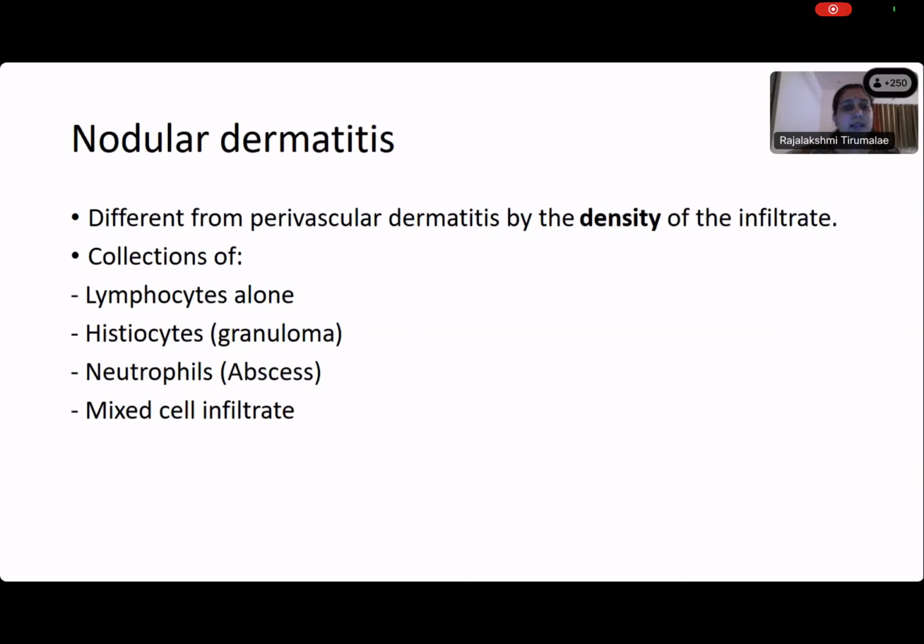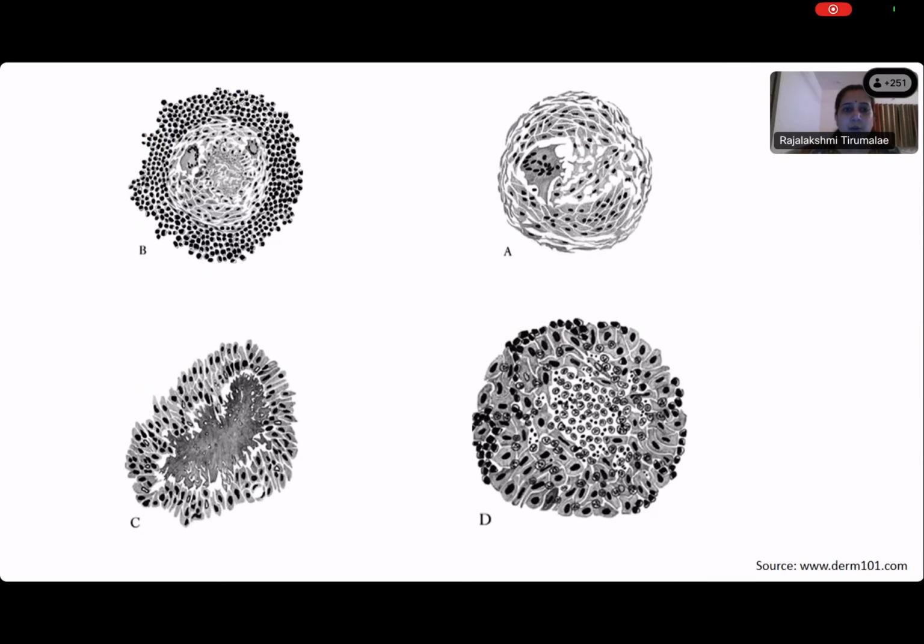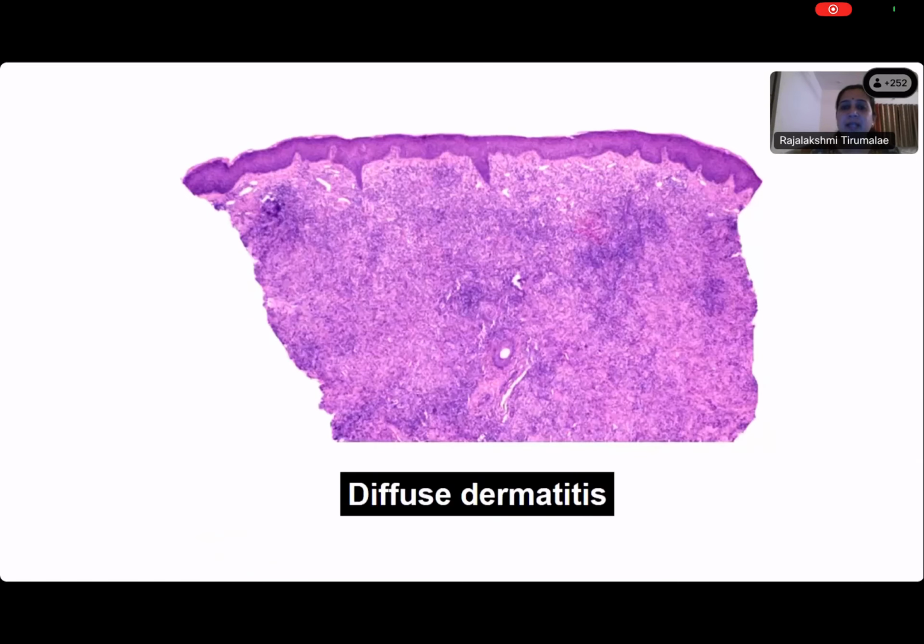The nodules could be comprised of only lymphocytes, histiocytes, or neutrophils, as you see in suppurative inflammations, or it could be a mixture of all the infiltrates. So there are different patterns in nodular dermatitis, in granulomas to be specific. They could be tuberculoid, they could be naked or sarcoidal with a paucity of lymphocytes, they could be palisading, that is, there's something in the center and the histiocytes are fencing it, and finally you have the mixed or the suppurative patterns. Coming to diffuse dermatitis, this is nothing but a coalescence of nodules.